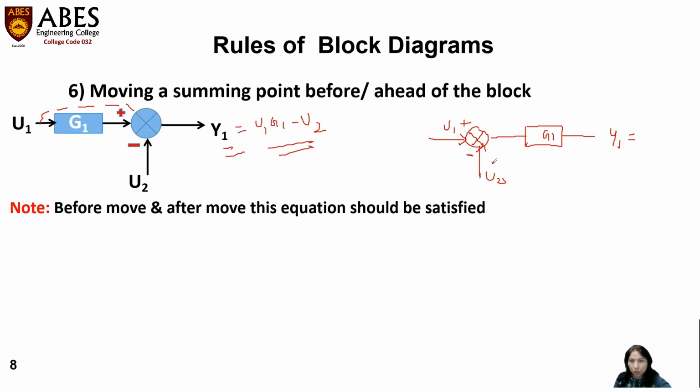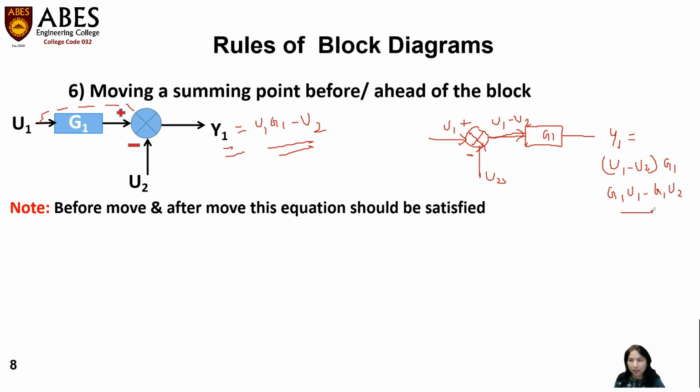U1 having positive sign, U2 having negative sign. So this will become U1 minus U2 signal, right? The value of this signal is U1 minus U2, multiplied by G1. This block is there. So Y1 I'm getting here is U1 minus U2 multiplied by G1, right? Or if I open the bracket, I will get G1 U1 minus G1 into U2, right?